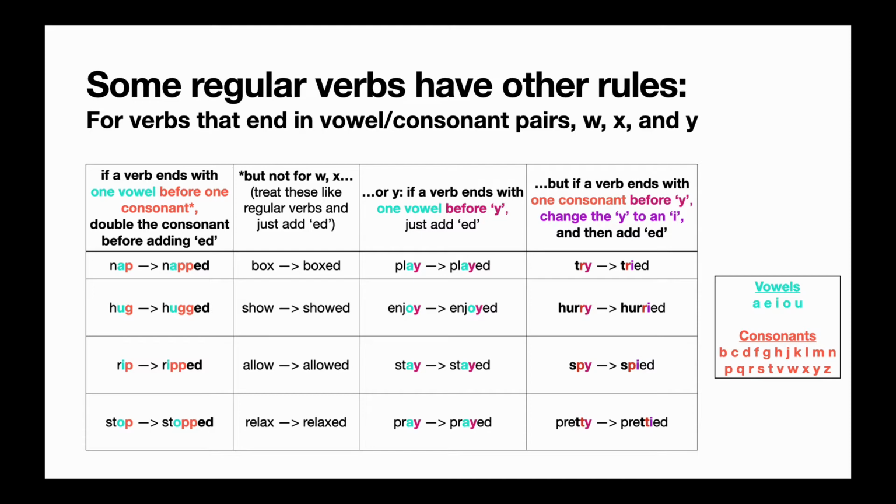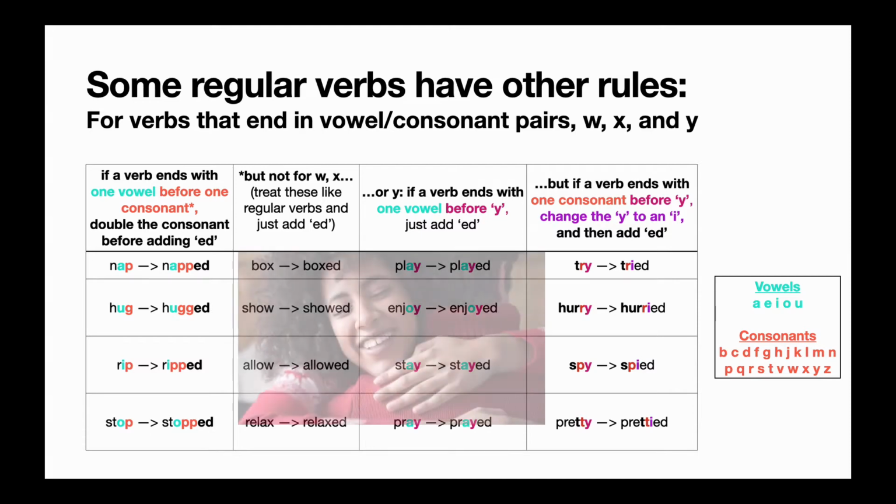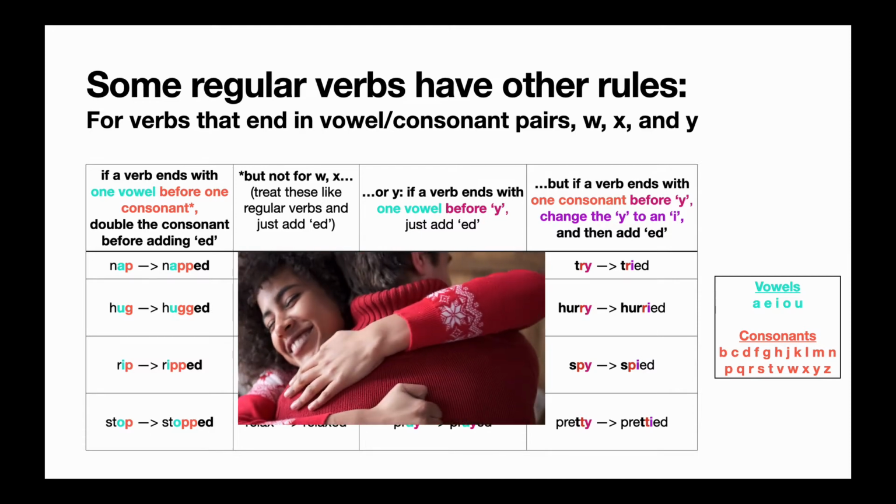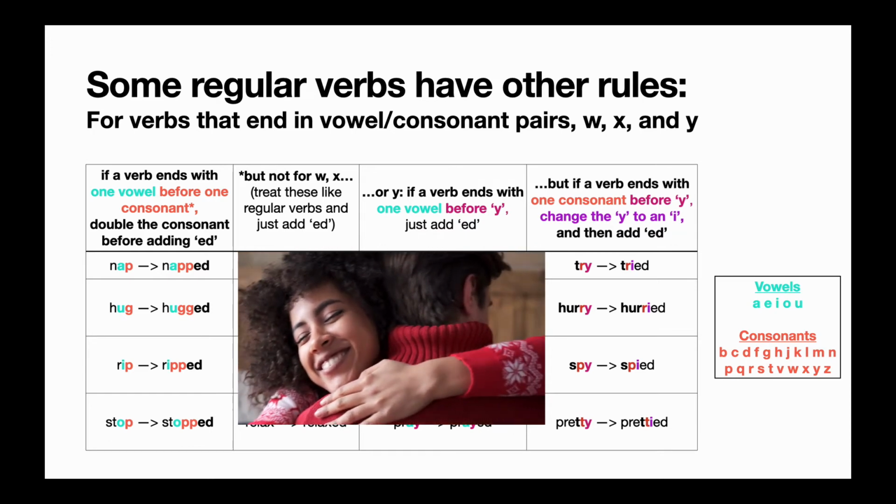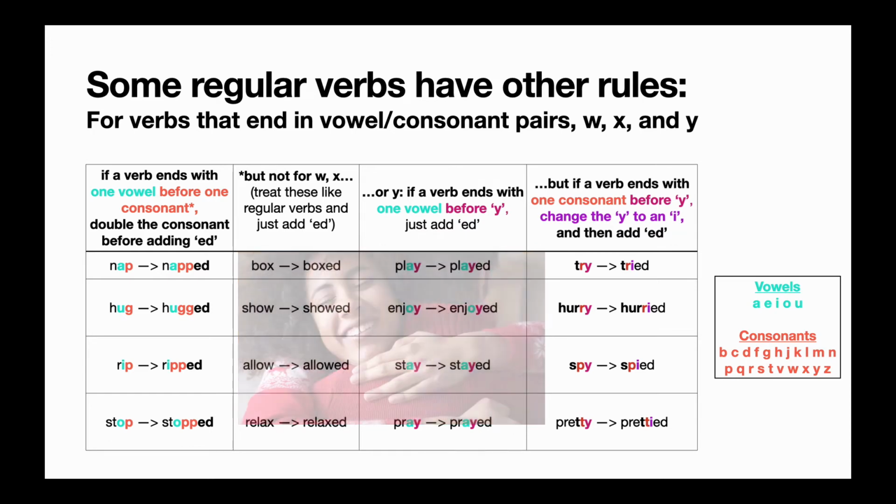Similarly, in the next word, hug, that's when you put your arms around someone to show that you care about them. And then you give them a little squeeze. So hug has a U, a vowel, before one consonant, the G. So before we add the ed, we have to add another G, hugged. Or the next example, rip, has one vowel before a final consonant. So before we add the ed, we have to add another P. And same thing with stop.